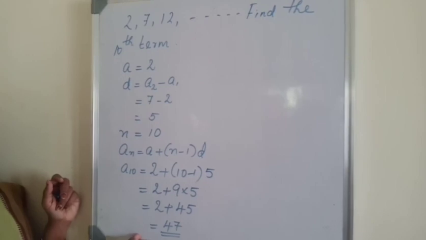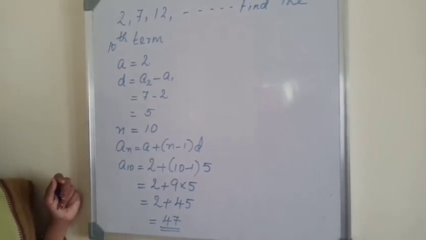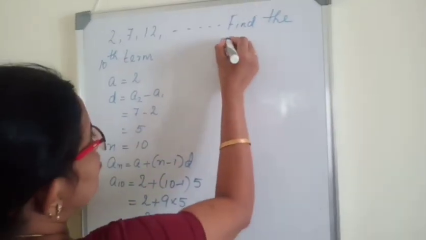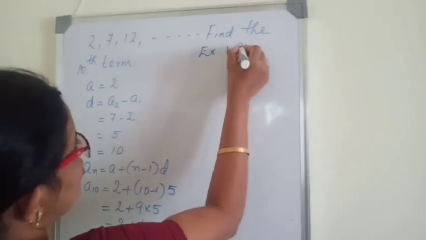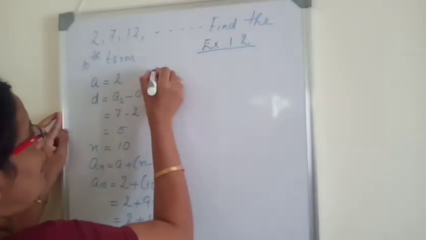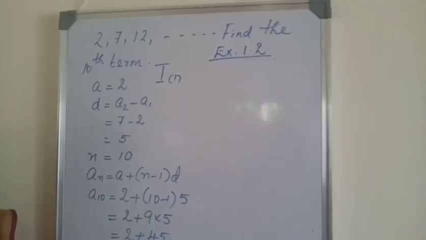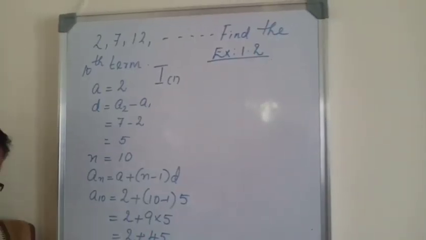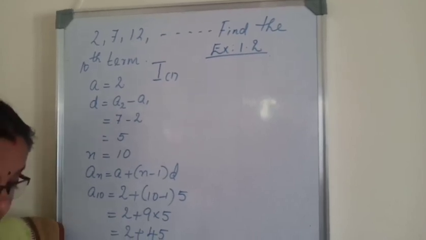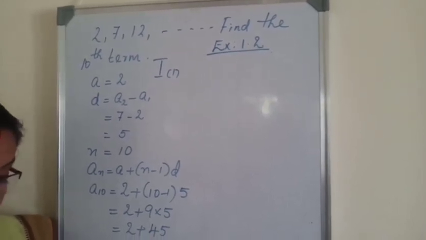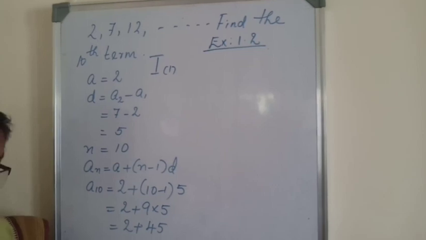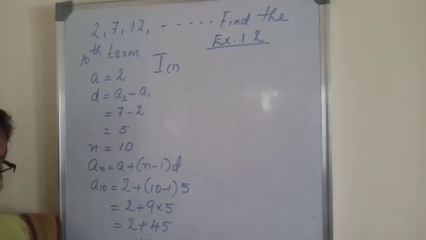Now we will move on to the exercise. For exercise 1.2, we'll see the first question. Here there are 5 sums. Fill in the blanks in the following table, given that A is the first term, D is the common difference, and AN is the nth term of the AP.